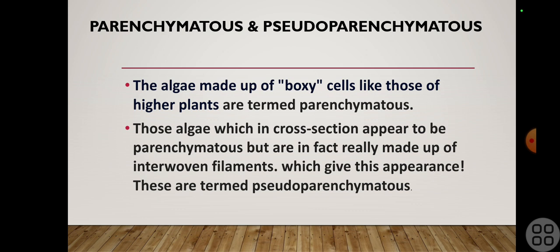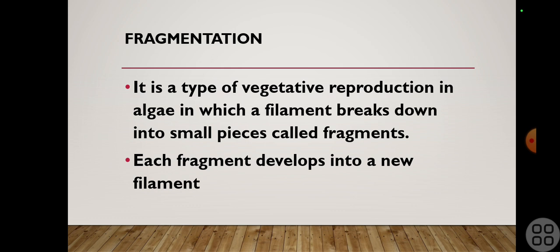Those algae which in cross section appear to be parenchymatous but are in fact made up of interwoven filaments, which give the appearance of parenchymatous cells, but when seen closely they are not parenchymatous and are only interwoven filaments, are called pseudoparenchymatous. Pseudo means false.